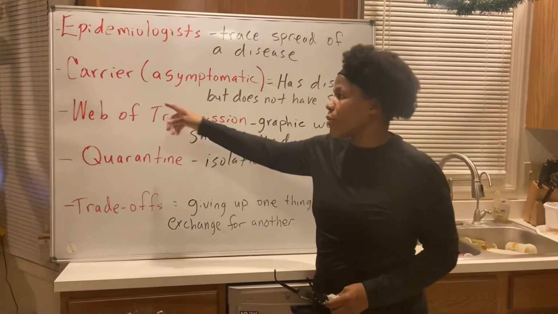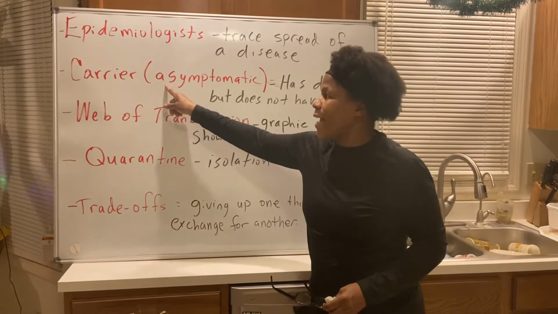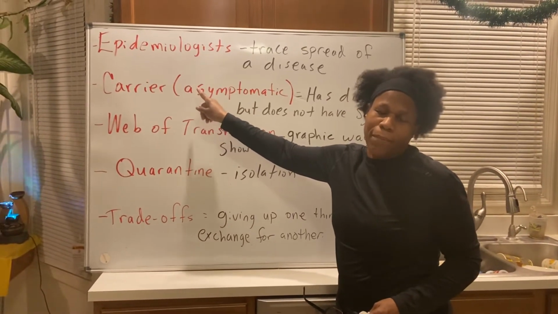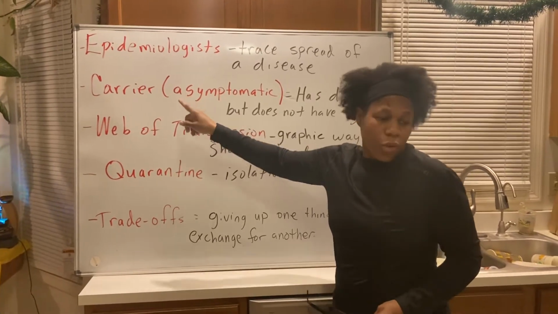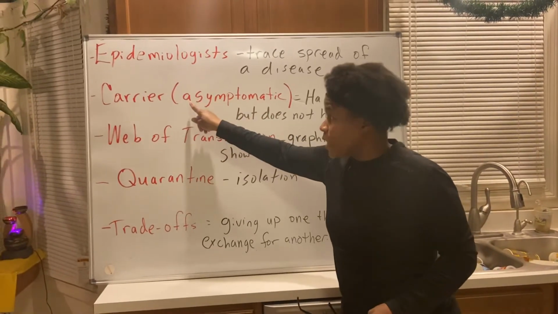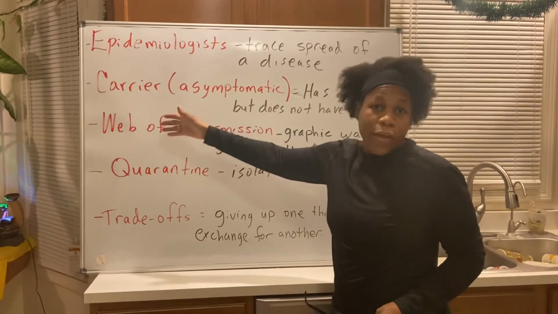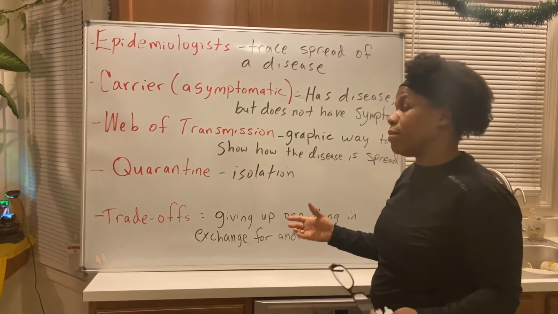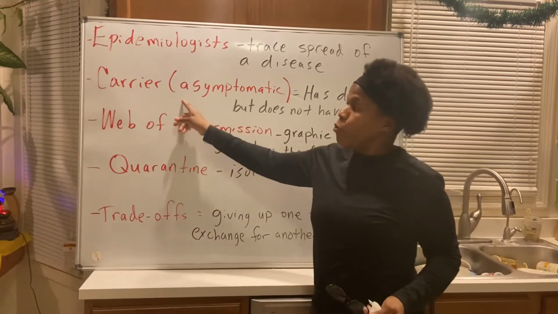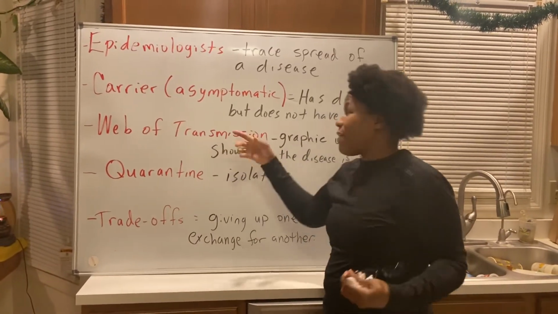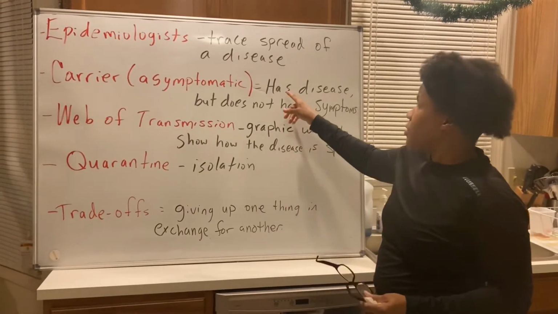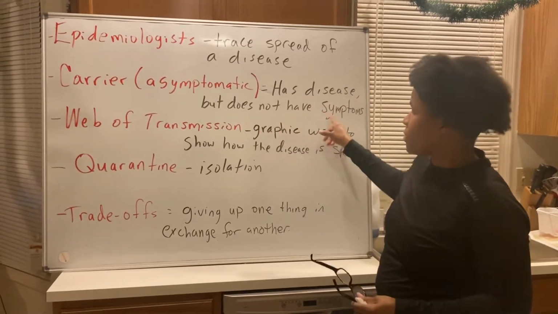A carrier, or someone who is asymptomatic, the word a, when you put the a before a word, it means not. Asymptomatic means that you do not have symptoms. And you know that there are people who have the coronavirus and they don't even know they have it. So they would be considered a carrier because they don't have any symptoms. They actually feel fine, but they are able to pass it on. So they have the disease, but do not have the symptoms, okay?